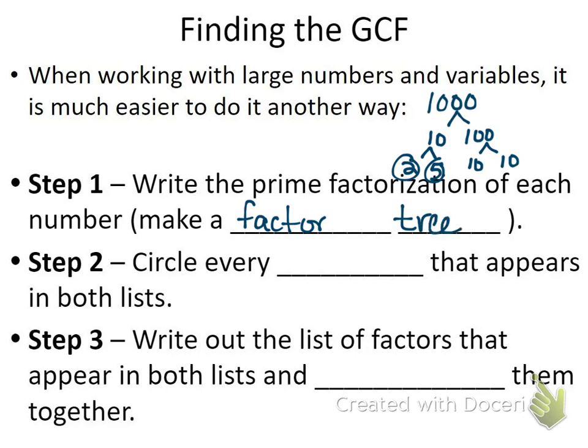Okay? Once you have the factor tree, you're going to circle every factor that appears in both lists. So what did we do with the factors of 12 and 36? We circled every factor that appears in both lists. Step 3, we're going to write out the list of the factors that appear in both lists and multiply them together, because that will then get us the greatest common factor.